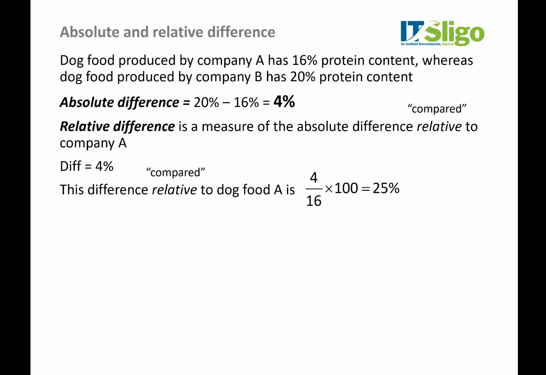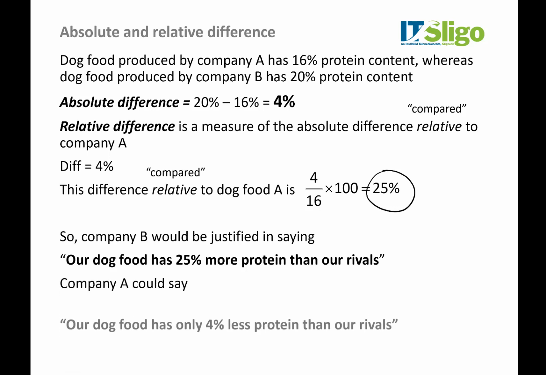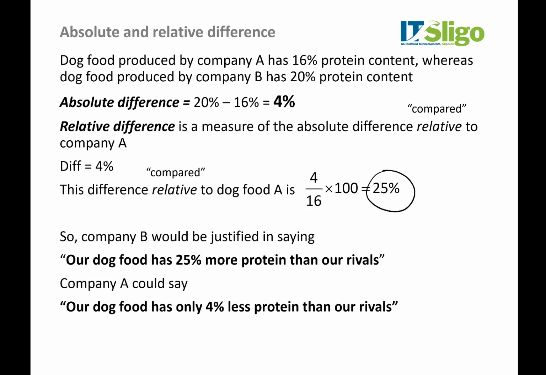So this is where the confusion comes, guys, and it's where as scientists you have to be quite critical thinking. So company B could say, well, we've 25% more protein than our rivals. And similarly, company A would be justified in saying, well, our dog food has only 4% less protein than our rivals, and both are correct. So it's just very important to understand the nuances of them. And as a scientist, you have to explore. You can't just take one figure and presume it's one or the other. You have to verify it. And that usually means going back, finding the original report and seeing what the raw data was.